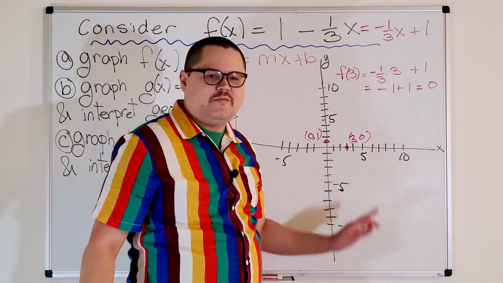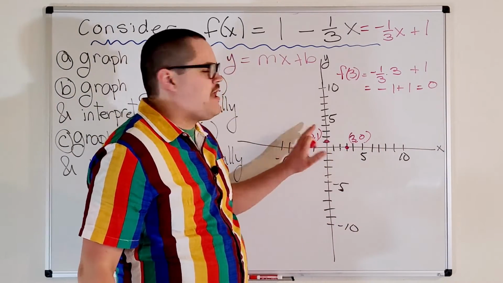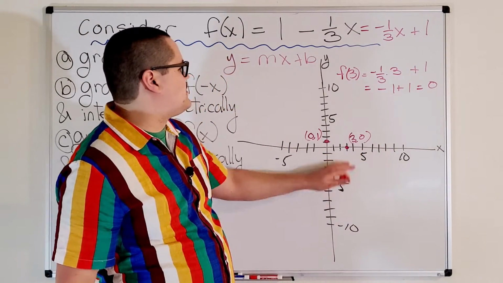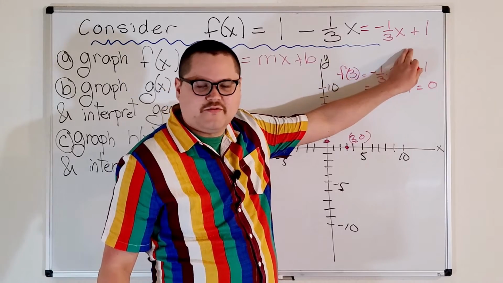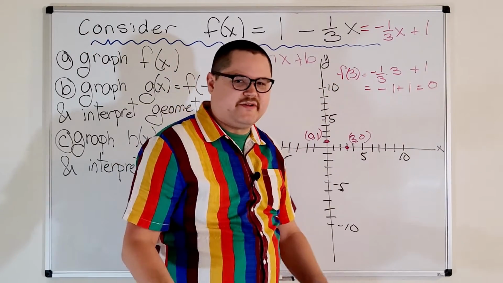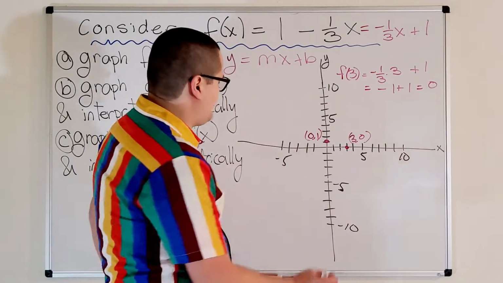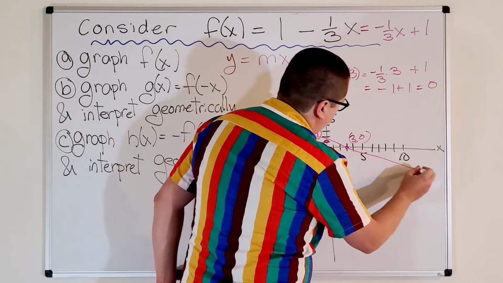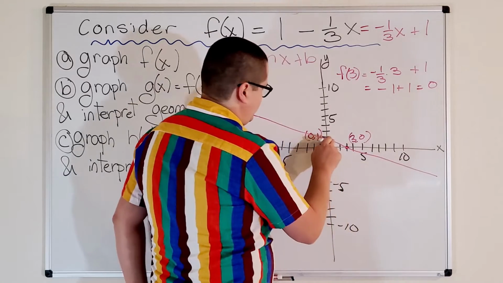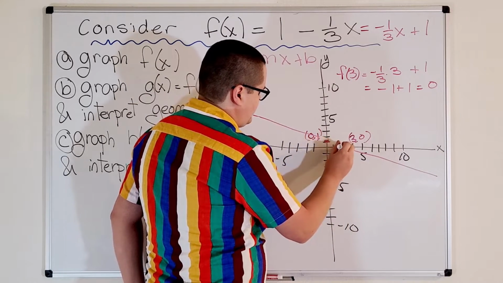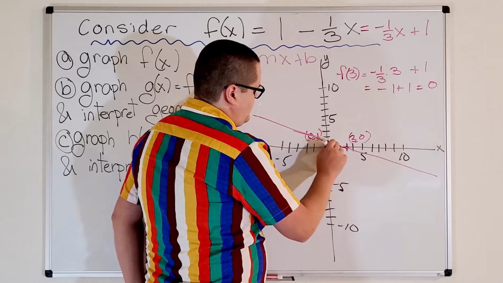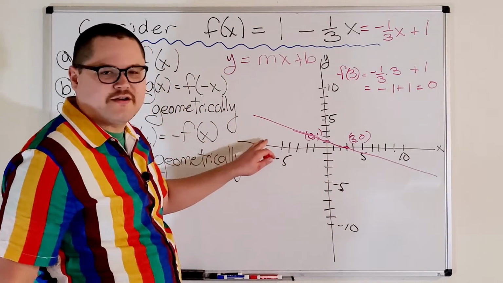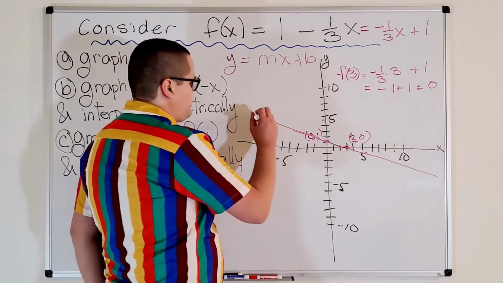All right, so these 2 points are on our graph, and we know that the graph is a line because it is essentially in mx plus b form. 2 points determine a line, so we can connect the dots here. Oops. All right, pretend that passes through this point. Whatever. You get the idea. That's the graph of f of x.